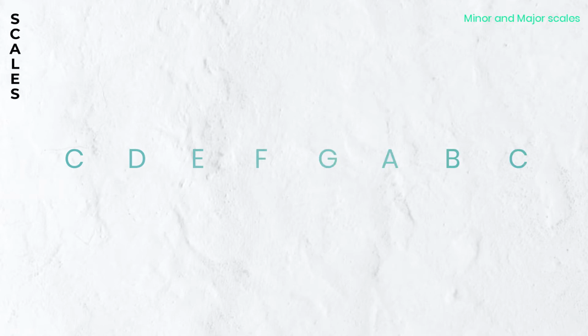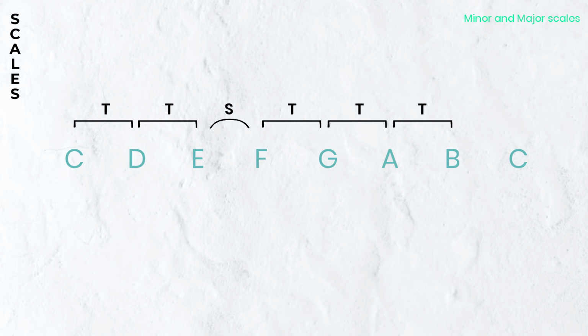The name of the scale is taken from the interval produced by the root note and the third note of the scale. The configuration of the semitones is the following: tone, tone, semitone, tone, tone, tone, semitone. In the previous video you have learned that the third with two whole tones is called a major third. There you have C major scale.